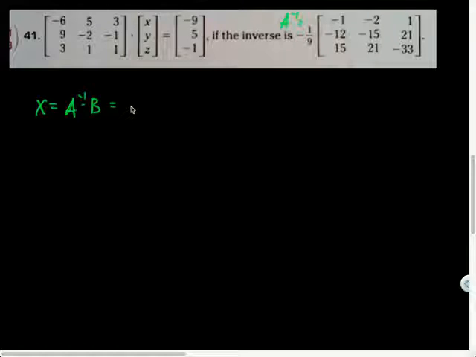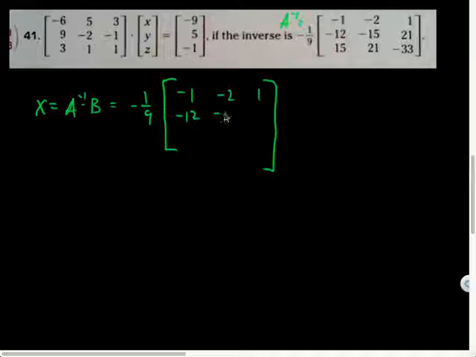So that's going to be negative 1/9. If this is negative 1/9, what was the determinant for that to be negative 1/9? Negative 9. So that means the determinant of the 3 by 3 was negative 9, which we would have been able to find. That means that a solution must exist. So negative 1, negative 2, 1, negative 12, negative 15, 21, 15, 21, and negative 30.